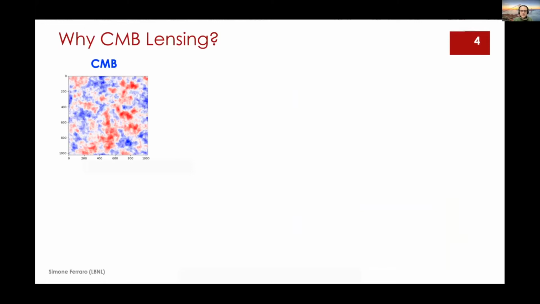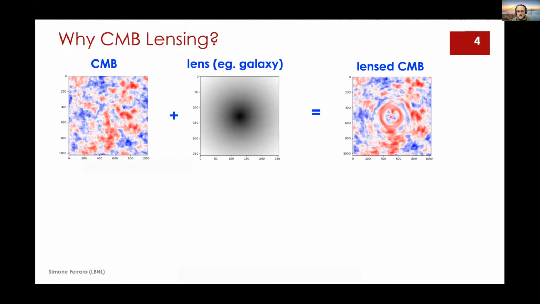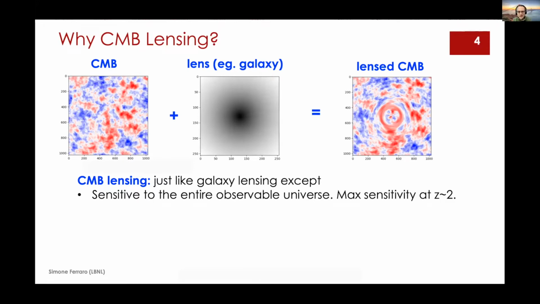I don't really need to introduce CMB lensing here, but you have a map of the primary CMB, which is statistically isotropic, and then you add a lens, and the lens has a very much magnified effect as statistical anisotropy of the source, so you can use this statistical anisotropy to reconstruct what the lensing was. So CMB lensing, you can think of it just like galaxy lensing, except for a few differences. One is that it's sensitive to the entire observable universe, with maximum sensitivity around redshift 2.